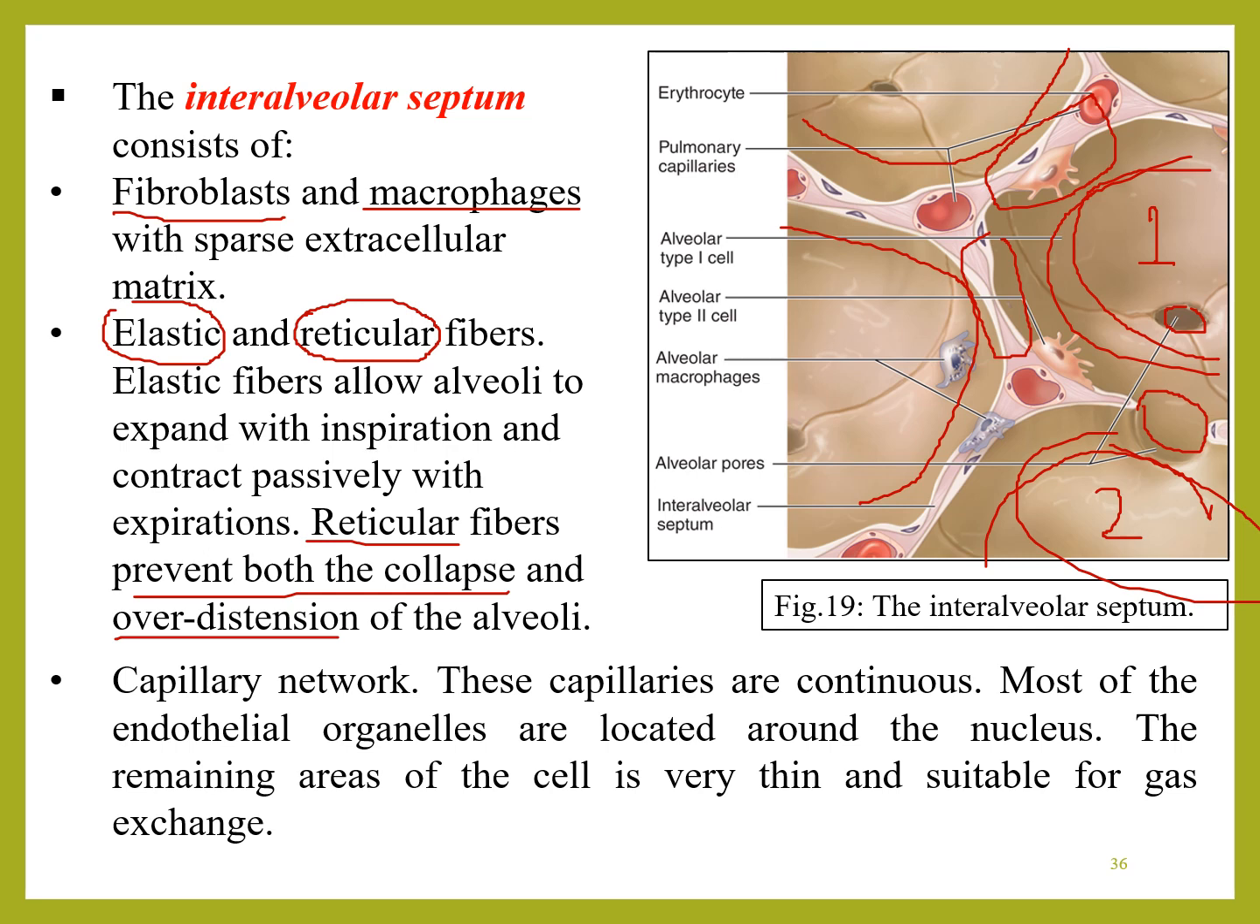Capillaries are also found in the interalveolar septum. They are of continuous type, and most of the endothelial organelles are located around the nucleus. The rest of the cell is just cytoplasm. It is very thin, and thus it is suitable for gas exchange.